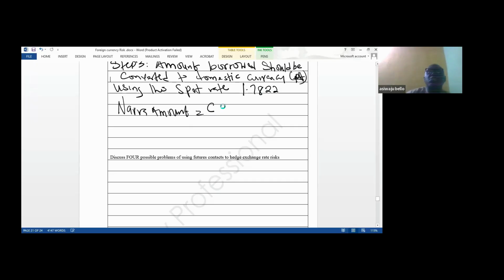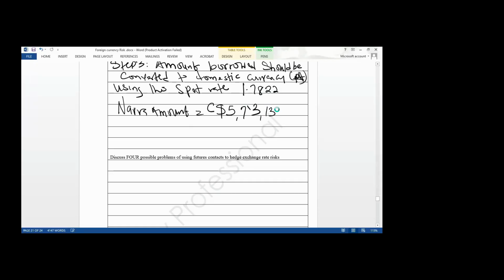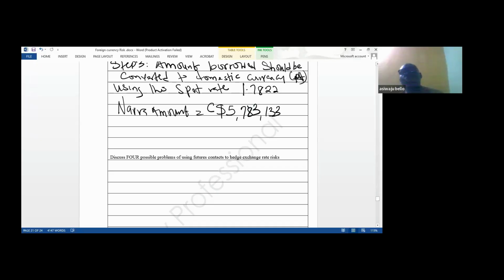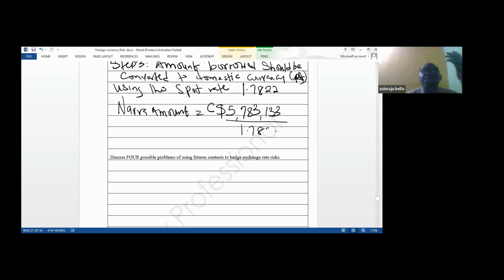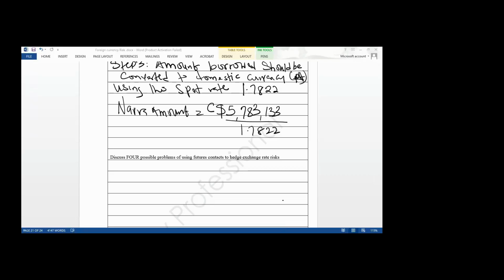We have borrowed 5,783,133 dollars. To convert to Naira, remember we are dealing with indirect quote. You are going to divide by 1.7822. What is the Naira amount?